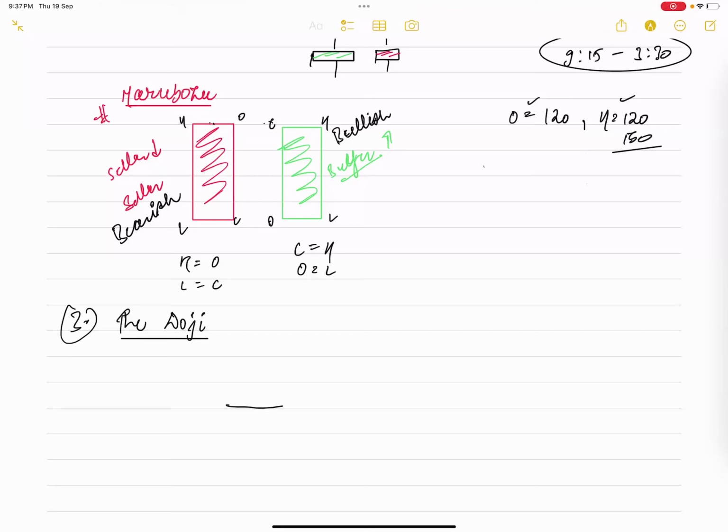Anyone? Anyone who has no idea? No idea. Okay. So doji is something like this.